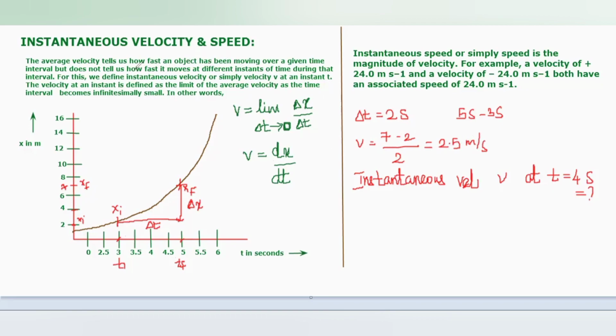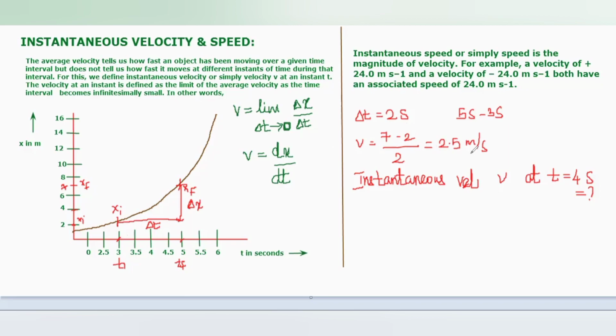This will tell how fast, that means at what velocity it is moving over a given time interval. That means this 2 seconds. Among these 2 seconds, how fast the object is moving. That means from 3 to 5, over this time interval, from 3, 3.5, 4, 4.5 up to 5, it is moving with the velocity averagely at an average value of 2.5 meters per second.